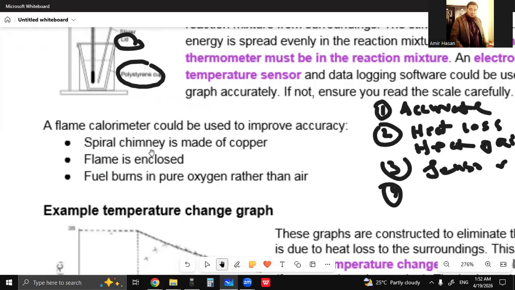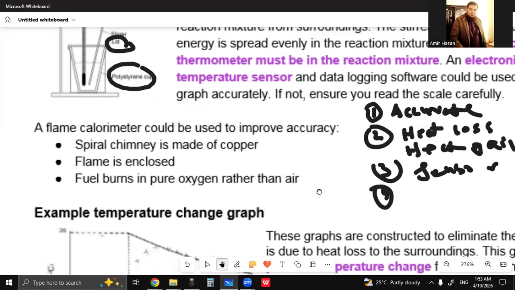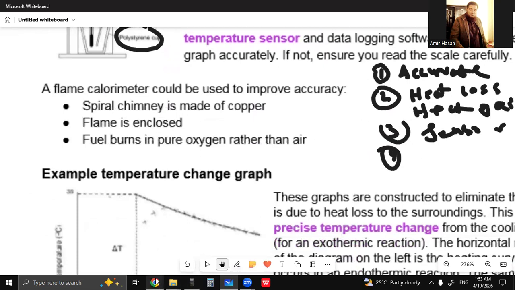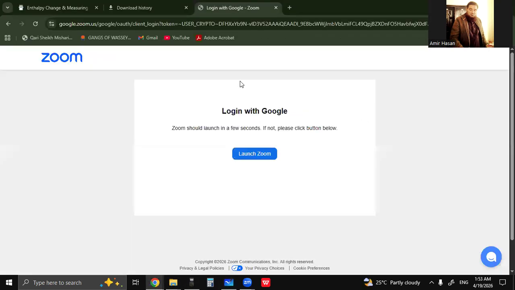A spiral chimney is made of copper. The flame is enclosed. Fuel burns in pure oxygen rather than air. We are also using a flame calorimeter, and with the help of the flame calorimeter, we also get the reading.